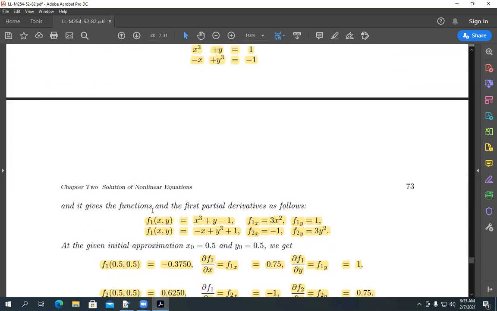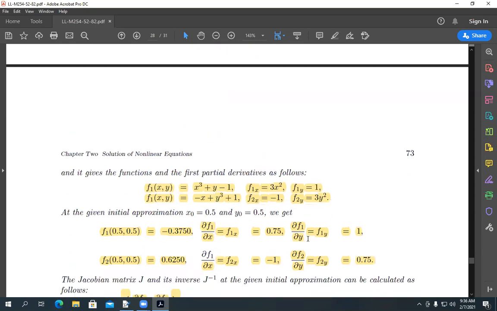So you need F1, and this is F2, please. This is F2, not F1. I will correct it, inshallah. Then you can find the derivative. This is okay. Find the partial derivatives of F1 and F2. You can have this one.